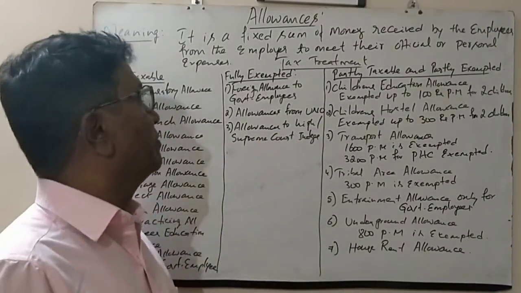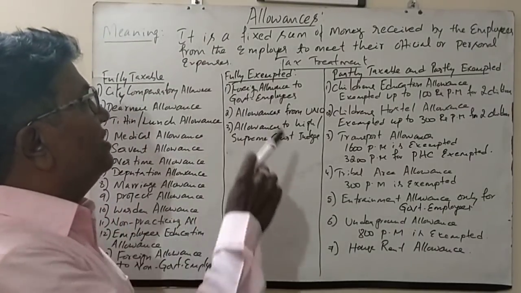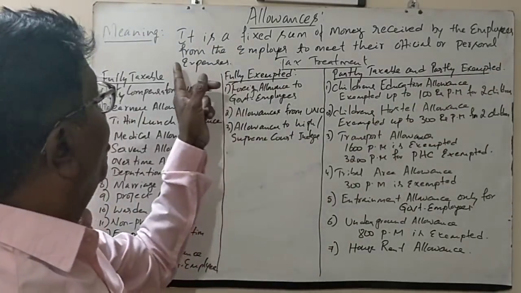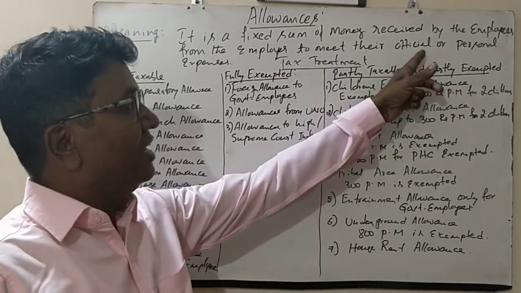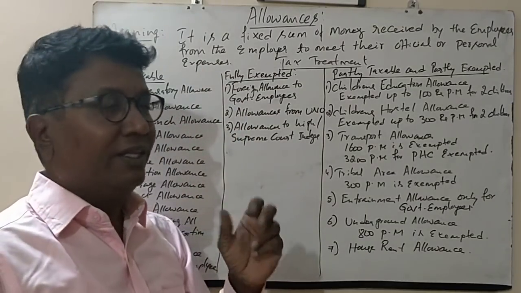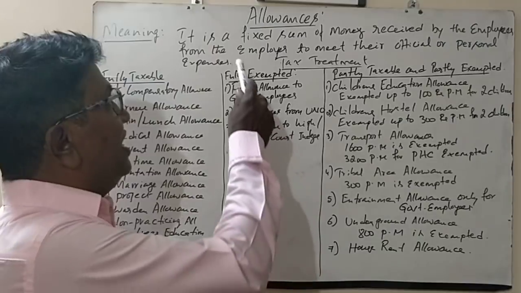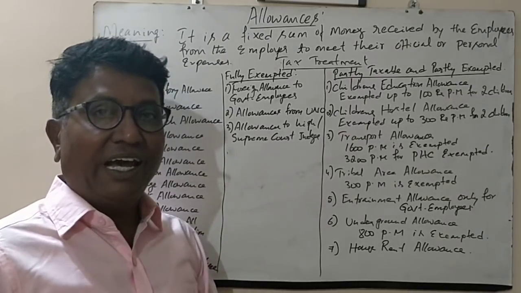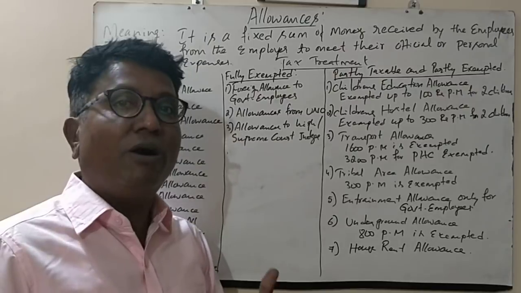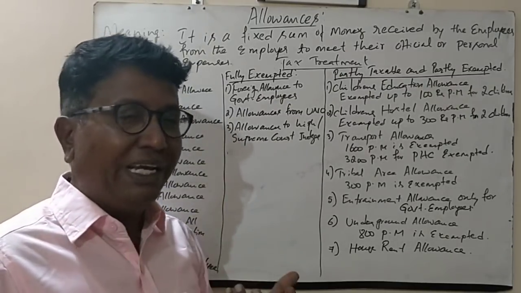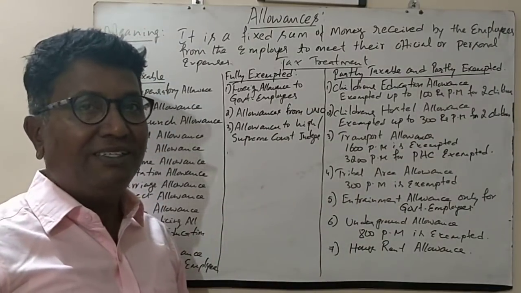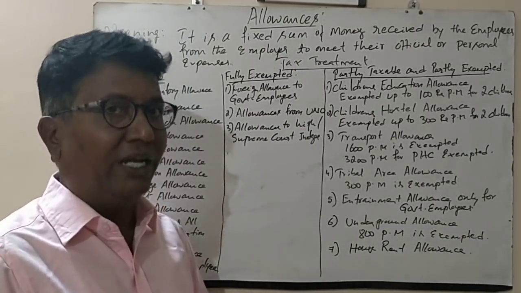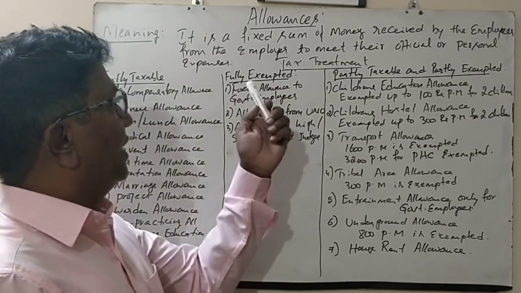Let me start with the allowances. What is allowance? Allowance is a fixed sum of money received by the employees from their employers to meet their official or personal expenses. That means if the employee receives a fixed sum of money every month as a part of the salary, in addition to the salary, in the form of cash or money to meet personal or official expenses. It need not be personal, it need not be official, it may be both or any one. And there are three types of allowances.